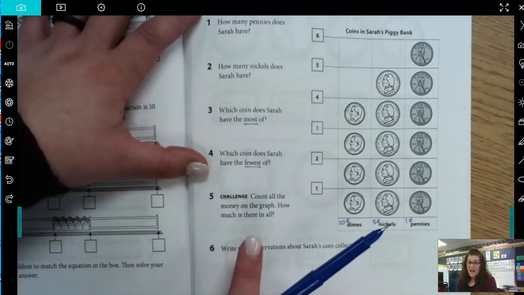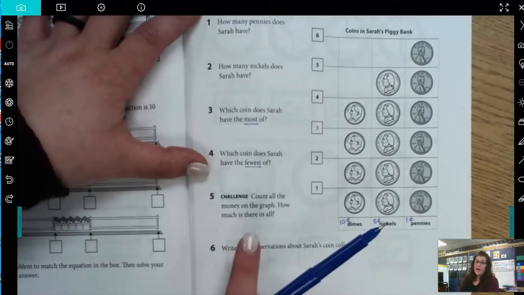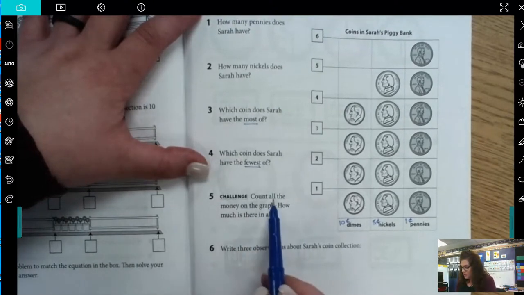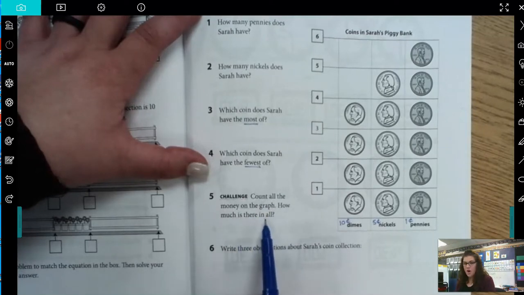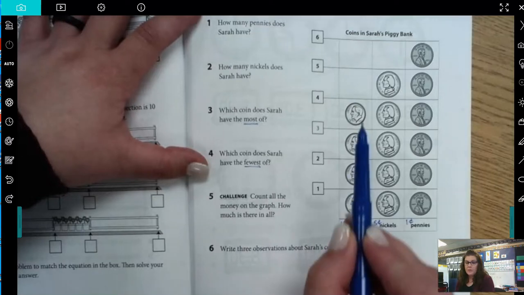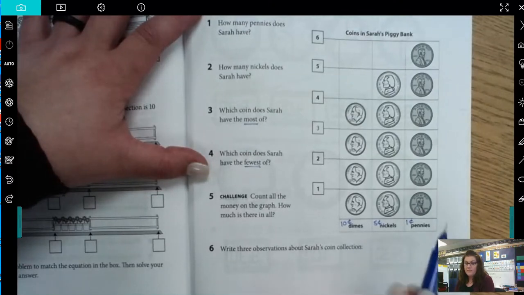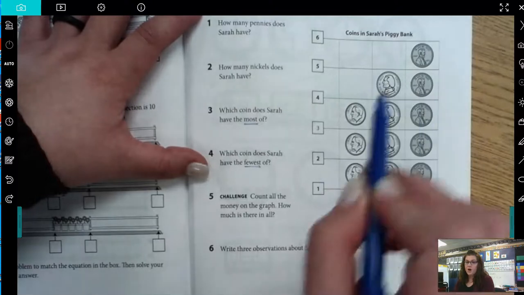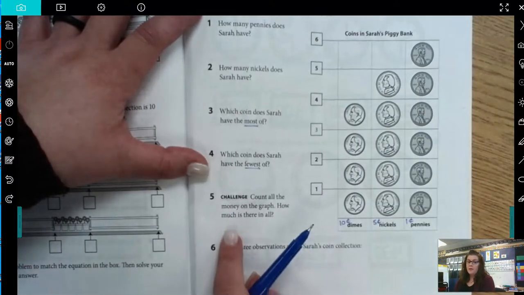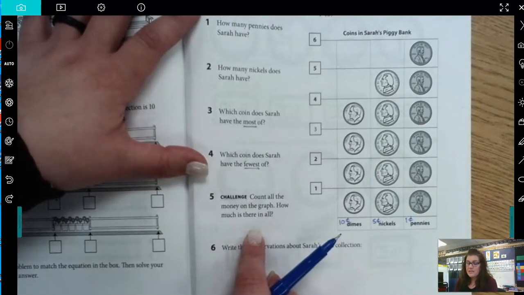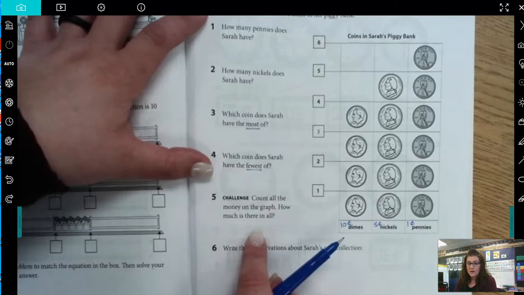Okay. Number 5. This is a challenge question. I am going to ask you to answer this challenge question today. I want to see if we have got the hang of counting money. It says, count all the money on the graph. How much is there in all? So I want you to count how many dimes, how many nickels, and how many pennies. You can add up each one by itself and then add them, or you can count and count on from each column. But either way, I want you to tell me how much is there in all. Do your best, forget the rest. If you're having a hard time or you're stuck, just give me your best guess.